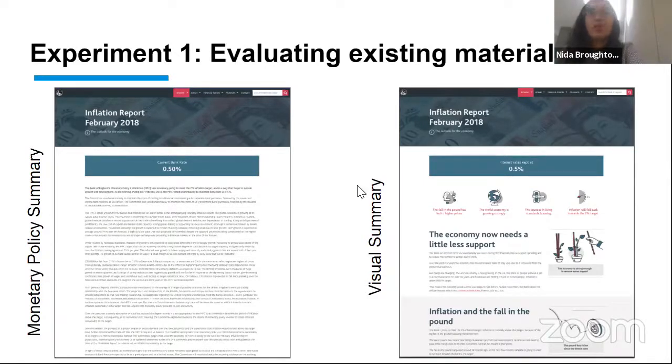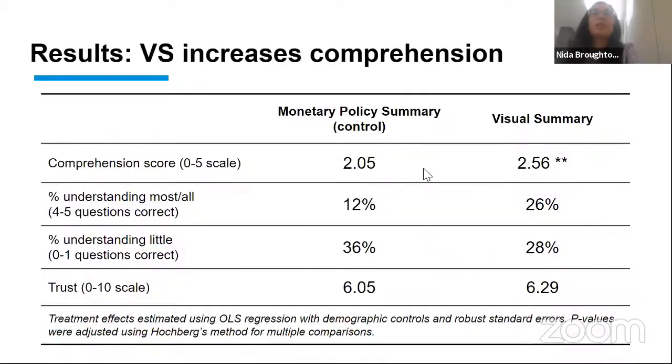So what did we find when we tested these 2 side by side amongst our participants? We found a significant increase in comprehension scores from the visual summary of around 25%, and a doubling in the percentage of people that got all questions right. No significant change in trust, which is the bottom row here.